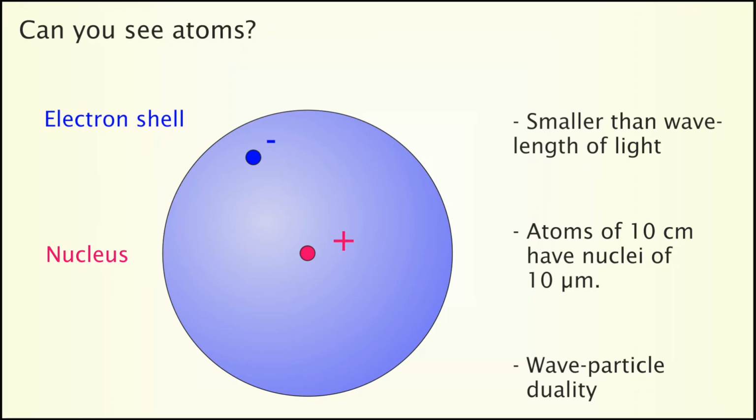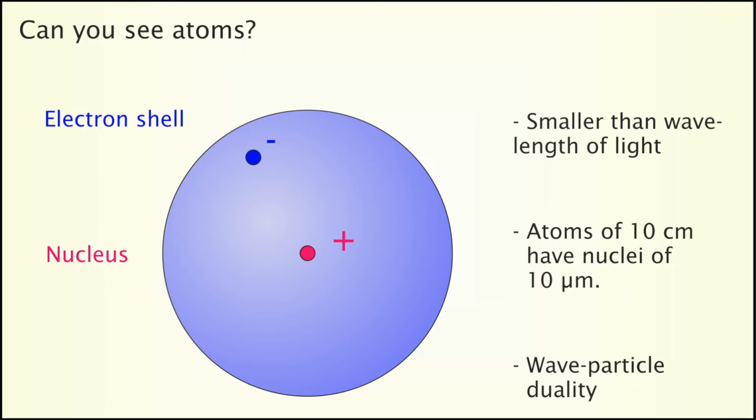And I want to discuss this question here with this very schematic atom. It's a very simple atom, the most simple one. It's a hydrogen atom. It has a positively charged nucleus consisting only of one proton, and surrounding the nucleus there is this electron shell, which in the case of hydrogen only contains one negatively charged electron.